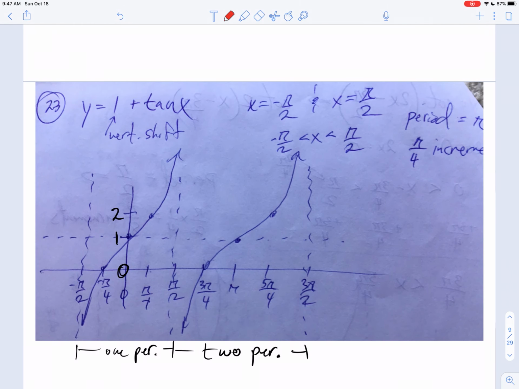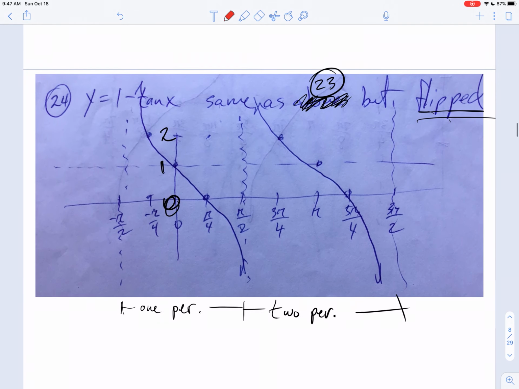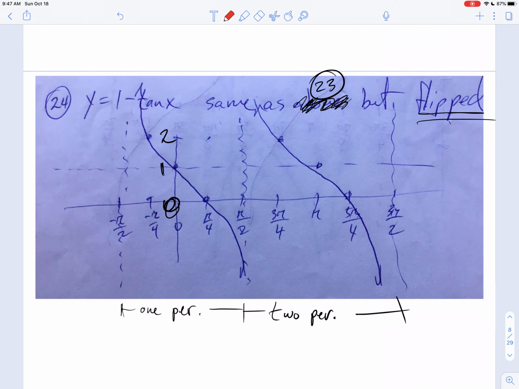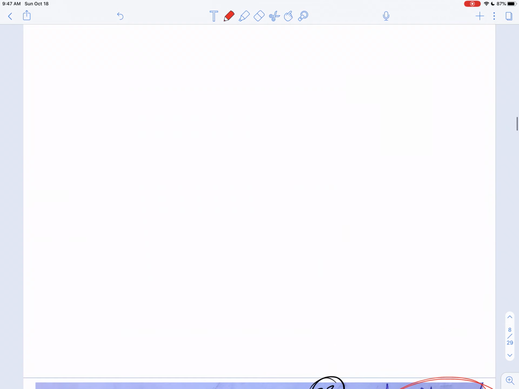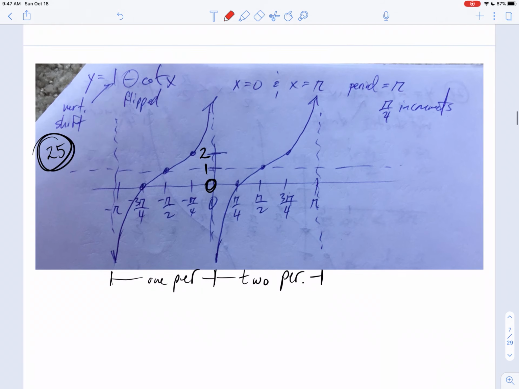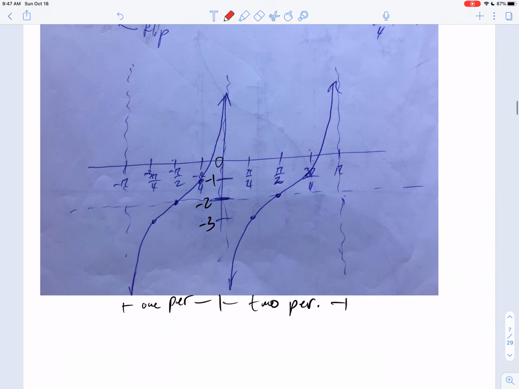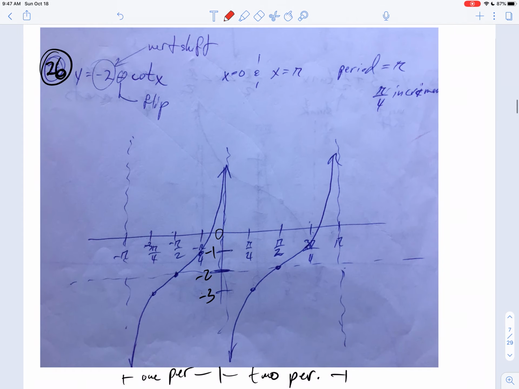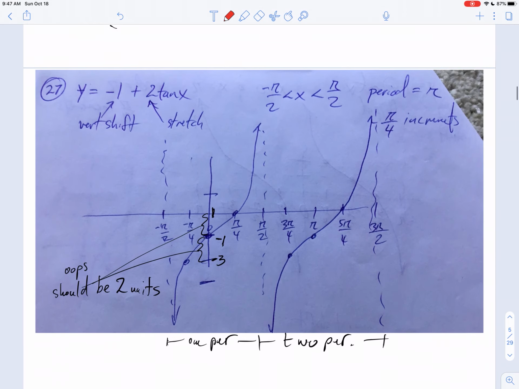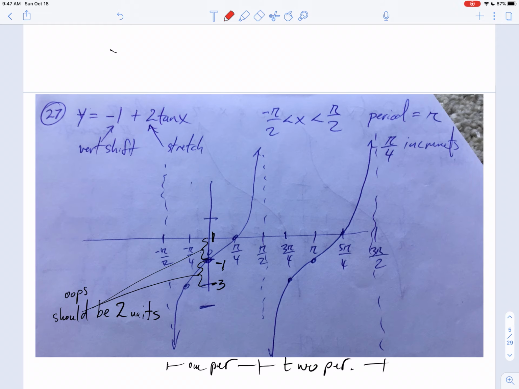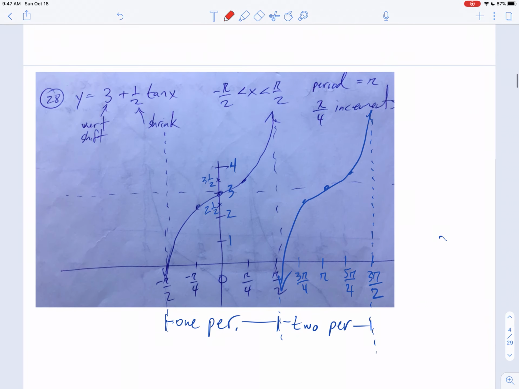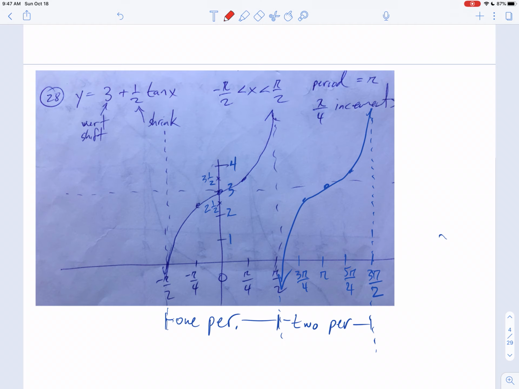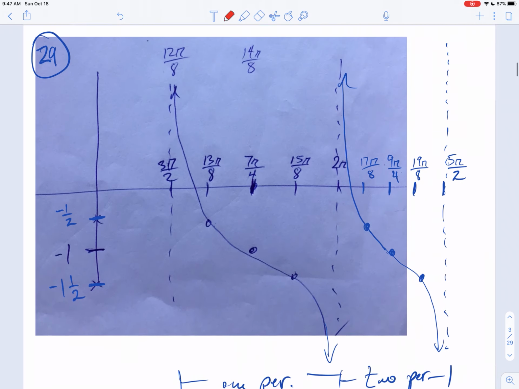23. There's some goodness. 24. If you want to check it. And I wrote same as 23 but flipped, because it's true. Okay, number 25. And 26. We're almost there, guys. Yep, 26. 27. 28. And then here we go, number 29.